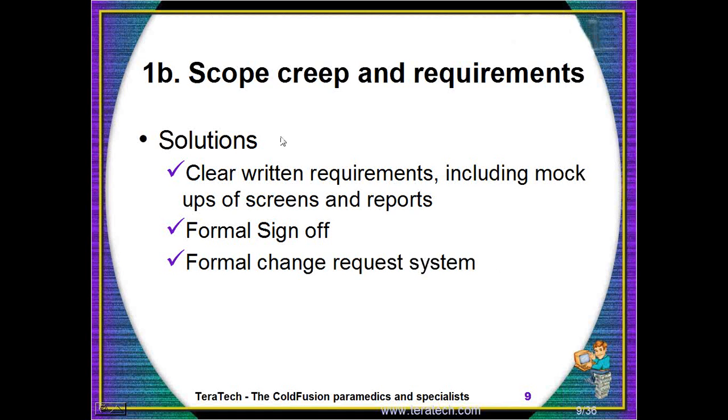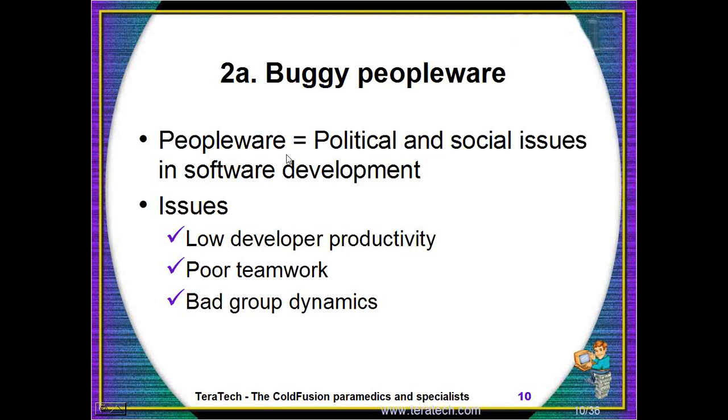So let's move on to the next topic here, which is buggy peopleware, seeing as that was the second biggest issue people have. For those of you who haven't read the book Peopleware by Tom DeMarco and Timothy Lister, which I highly recommend checking out, peopleware is the political and social issues in software development, which often get a back seat to technical issues, but unfortunately often are the key to why projects fail.